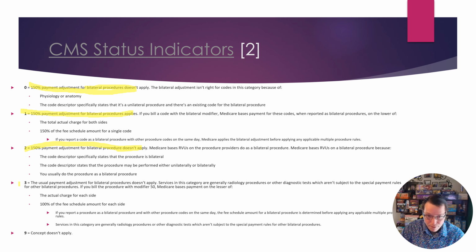And then bilateral 3, the usual payments for bilateral procedure does not apply. Services in this category are generally radiology procedures, that's the key here, which aren't subject to the special payment rules. The big difference between these ones is indicator 3, you want to list each side individually because now you actually get 100% of your payment for each of the sides. So make certain you're indicating these ones properly.